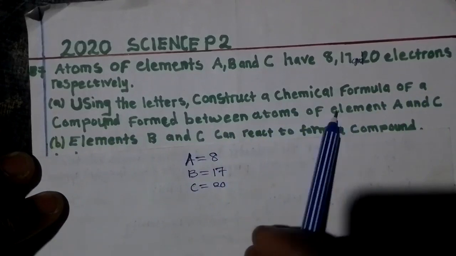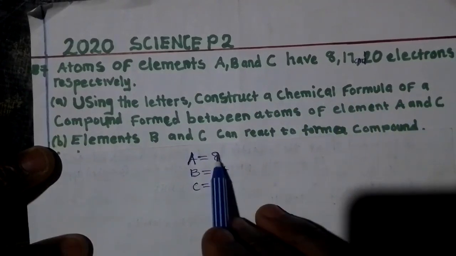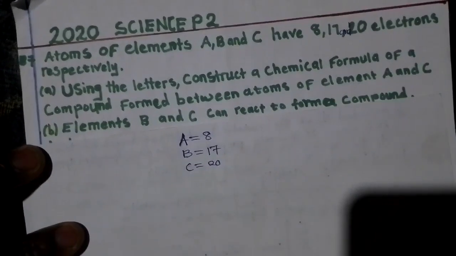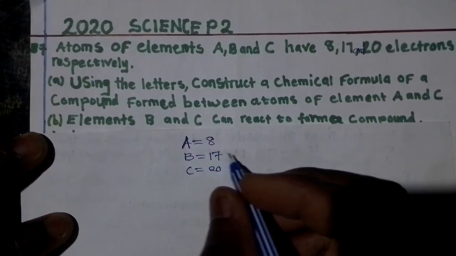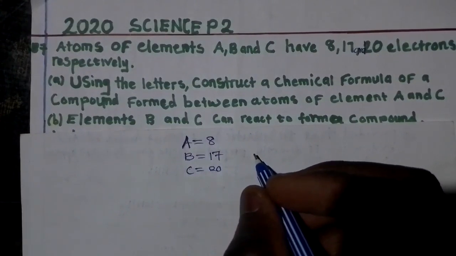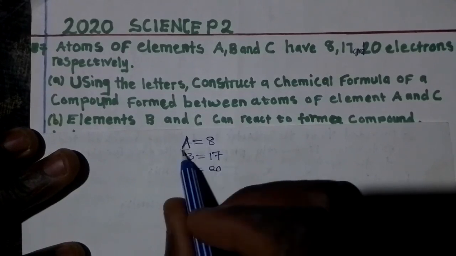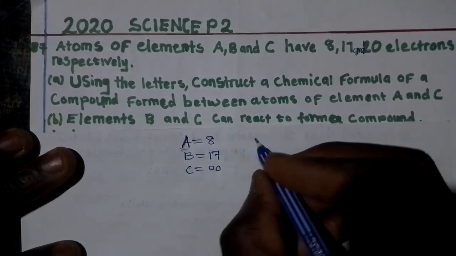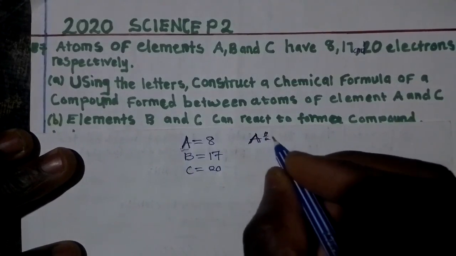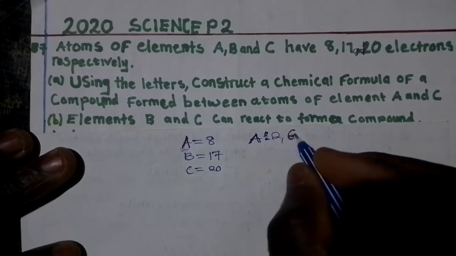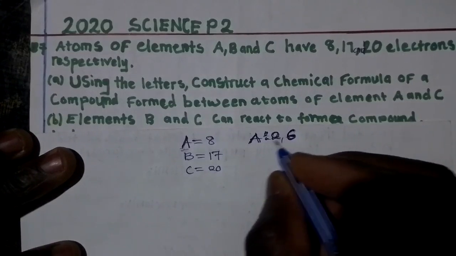So the first question is saying, using the letters, construct a chemical formula of a compound formed between atoms of elements, let me say atom of element A and C. So the first thing here, I'm going to write the electron configuration of this one, since I don't have a periodic table. But as for you, you can see on the periodic table the group where element A is found. So here I'm just going to use the electron configuration, 2, 6. So this one is telling me that it is found in group 6, and this one is oxygen.